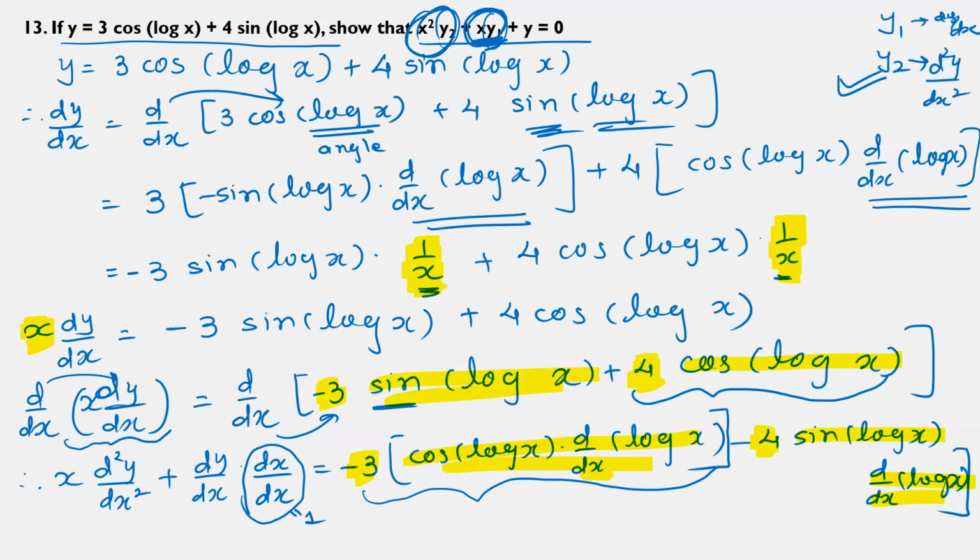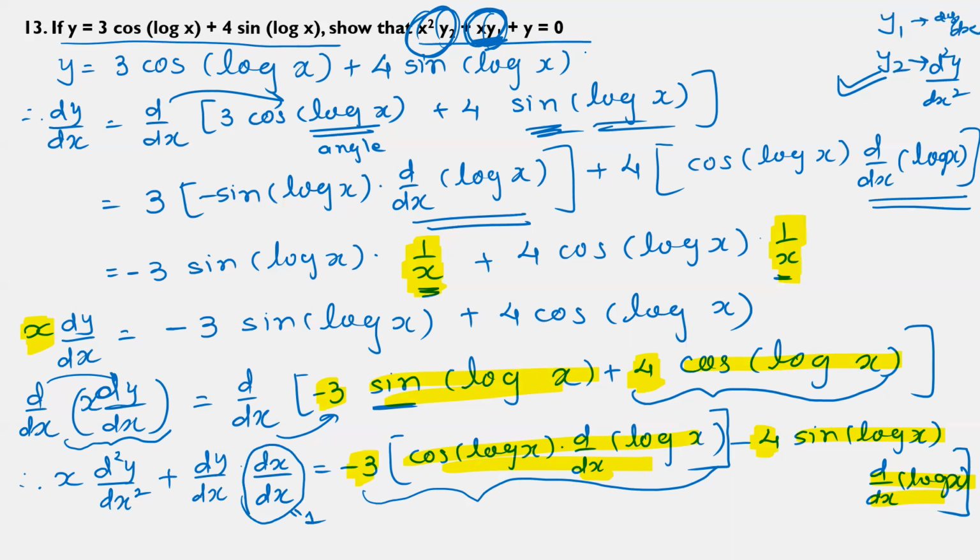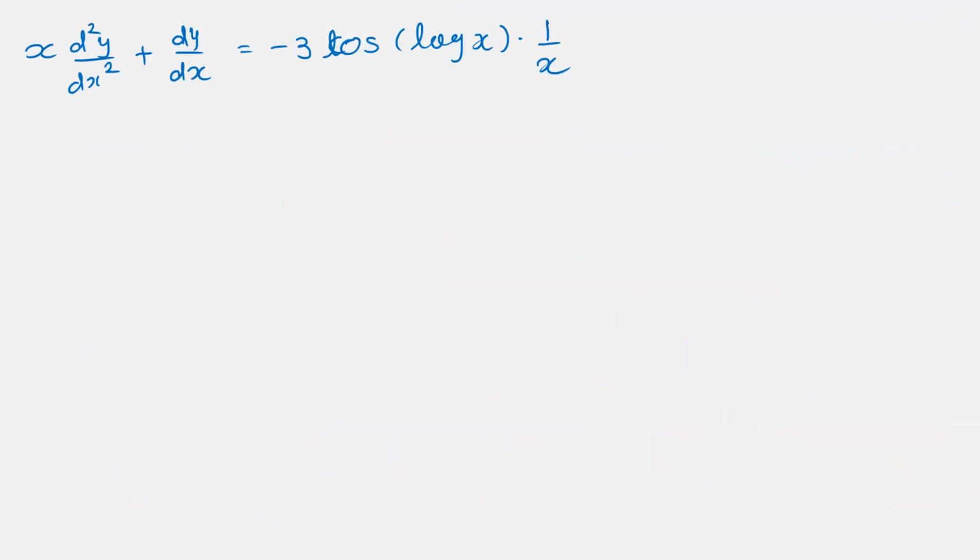Minus 3 cos log x into the differentiation of log x, which is 1 by x, minus 4 sin log x. Again, the differentiation of log x is 1 by x. One can see easily that both terms have 1 by x common, and x will multiply on the left hand side.